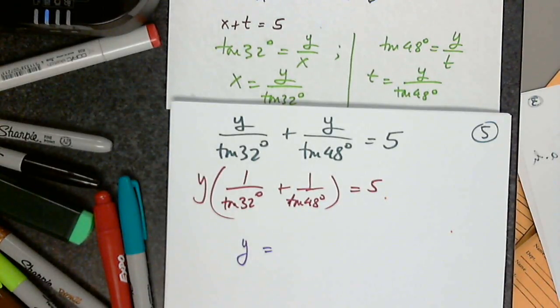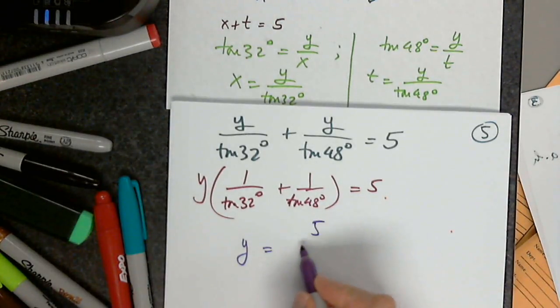Which operation do I have to perform now to get y by itself? Divide. By what? Divide by 1 divided by tangent 32 plus 1 divided by tangent 48, everything in the parentheses. And divided by 5? The other way around. 5 divided by that, because it's y multiplied by something. Yeah. I need to get rid of that something. So which operation do I perform? Division by what? Just 5. Exactly. Very good.